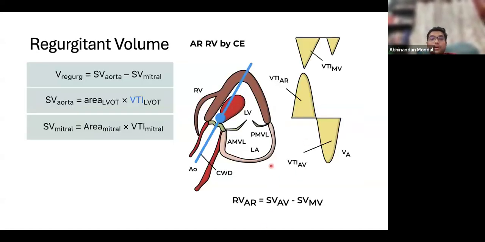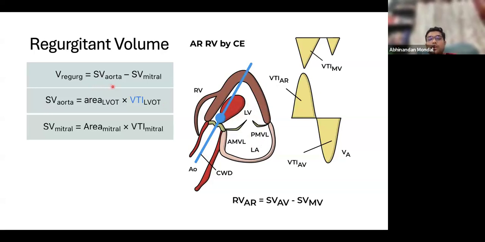So regurgitant volume, how can you calculate it? Remember the regurgitation in aortic regurgitation occurs during diastole. During diastole, a significant amount of blood is returning back into the LV, and also a certain amount of blood is going from the LA to the LV. But in the next cycle, the blood which the LV is pushing into the aorta, a percentage of it is further returning back into the LV. That is the whole scenario in aortic regurgitation.